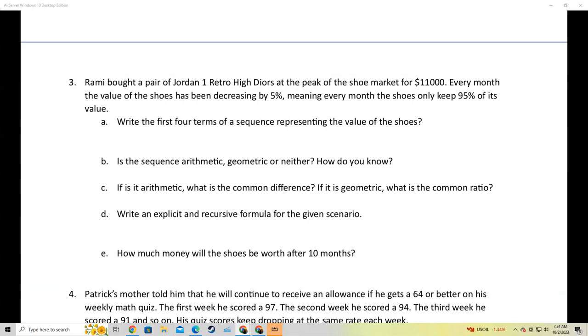Need to go a little bit faster. Unfortunately, this question number 3, I think, is the toughest one. So I'll try to do my best to explain my way through it.